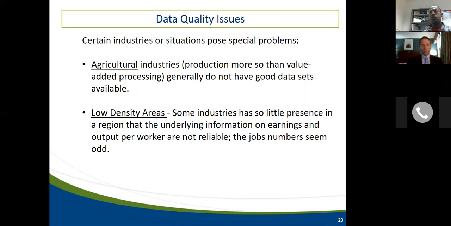I know in northern New Hampshire, I can't think of the name of the region up there, but where it's very, very sparsely populated, that would be difficult. But pretty much anywhere else in New Hampshire, I think you'd be okay.